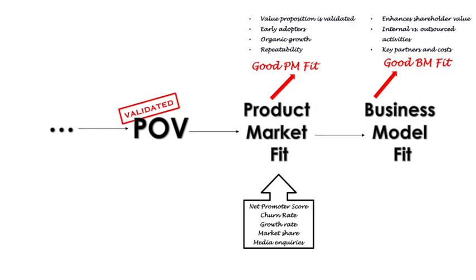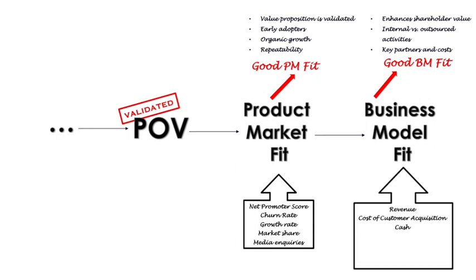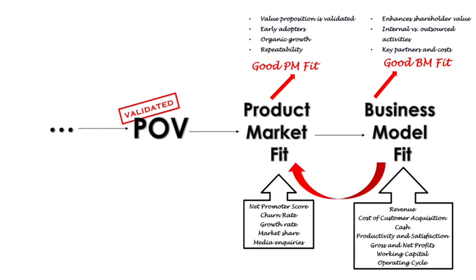devised and executed. The metrics used to measure business model fit are typical metrics used to measure the health of any business. These are revenue, cost of customer acquisition, cash availability, productivity and employee satisfaction, gross and net profits, working capital requirements, and operating cycle. Since these changes have an impact on the value delivered to the customer, the product market fit and business model fit are fine-tuned iteratively to arrive at an optimal engine for future revenue and growth.